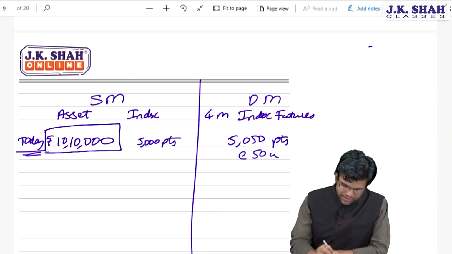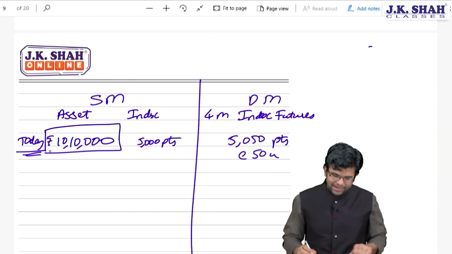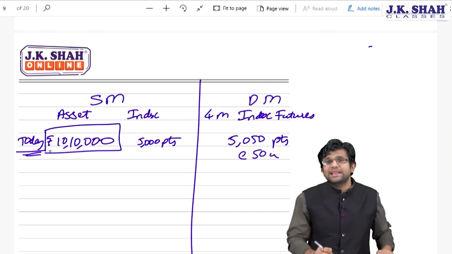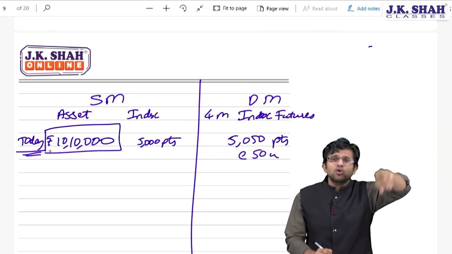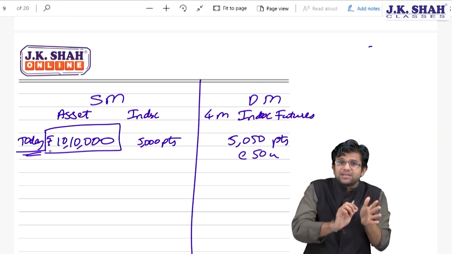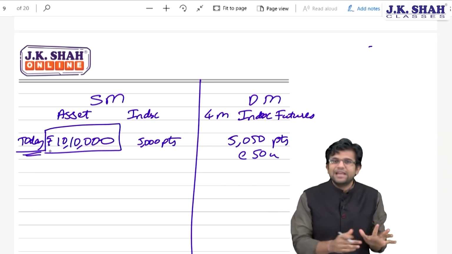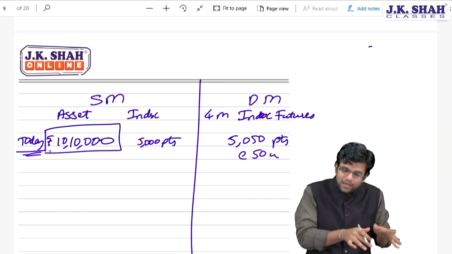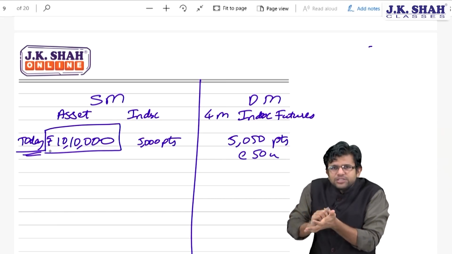You are long on an asset in the spot market worth 10,10,000 rupees, correct? You know that you want to sell this asset in 3 months' time. You do not know how much price you will receive in 3 months' time. So there is an uncertainty as far as your future selling is concerned, correct? So therefore, to hedge your future selling, you approach the derivative market to sell futures.